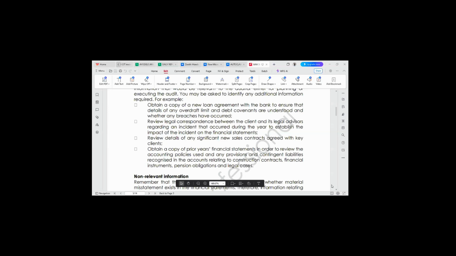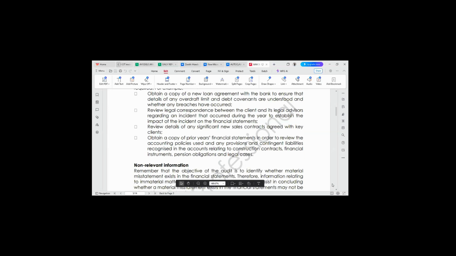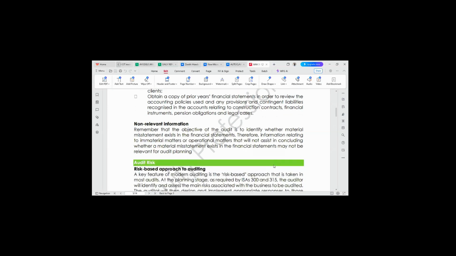Then another thing you also need to look at is non-relevant information. Non-relevant information here, what does it mean? It means that in the course of performing the audit, there is some information that you have gathered but might not be required in the audit report. But you are going to use it in subsequent engagements.